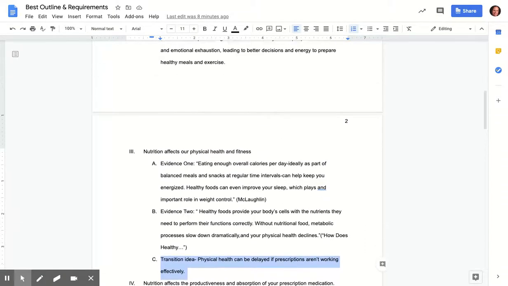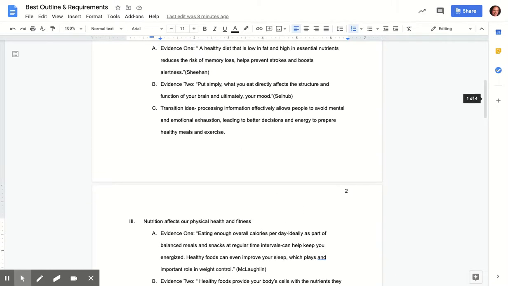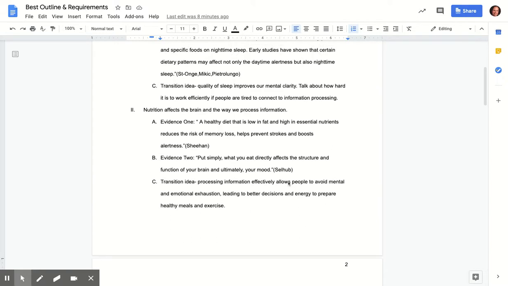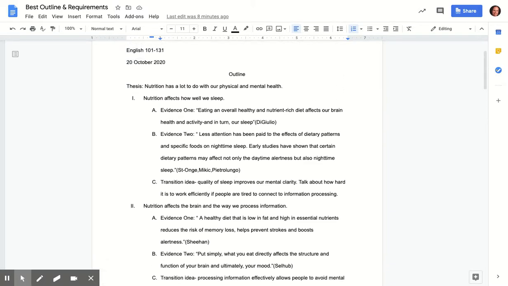The reason I really want you to start thinking about this in the outline phase is because if you can't articulate in your outline the relationship between your body paragraphs, then you need to think about the order that you have your paragraphs laid out, and you also need to think about, if you can't articulate the relationship between body paragraphs, why are they falling in the same essay under the same thesis statement?